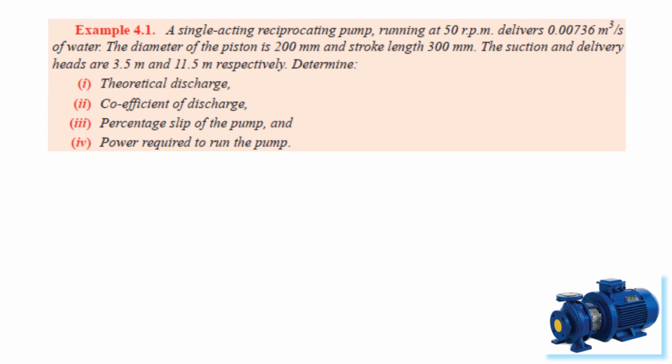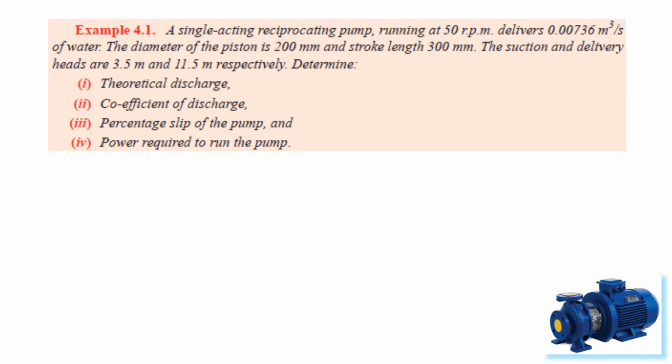Next we are going to see a problem based on the formulas we have seen in the previous slide. A single acting reciprocating pump running at 50 rpm delivers 0.00736 meter cube per second of water. The diameter of the piston is 200 mm and the stroke length is 300 mm. The suction and delivery heads are 3.5 meter and 11.5 meter respectively. We have to find the theoretical discharge, coefficient of discharge, percentage of slip of the pump, and power required to run the pump.